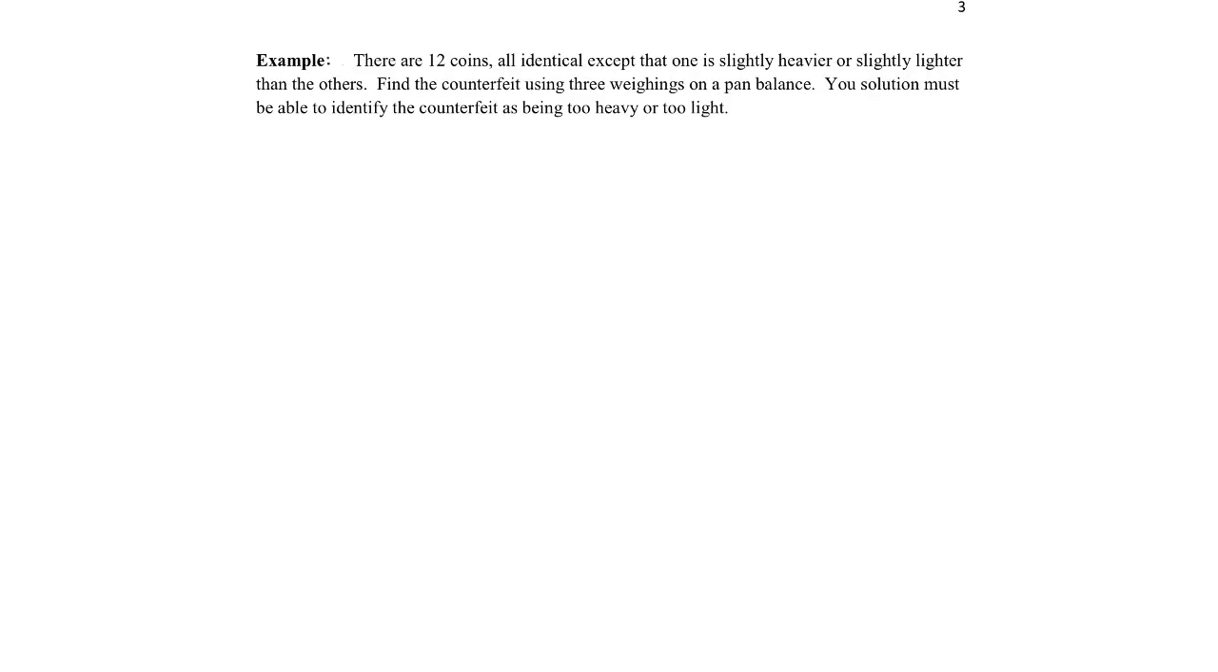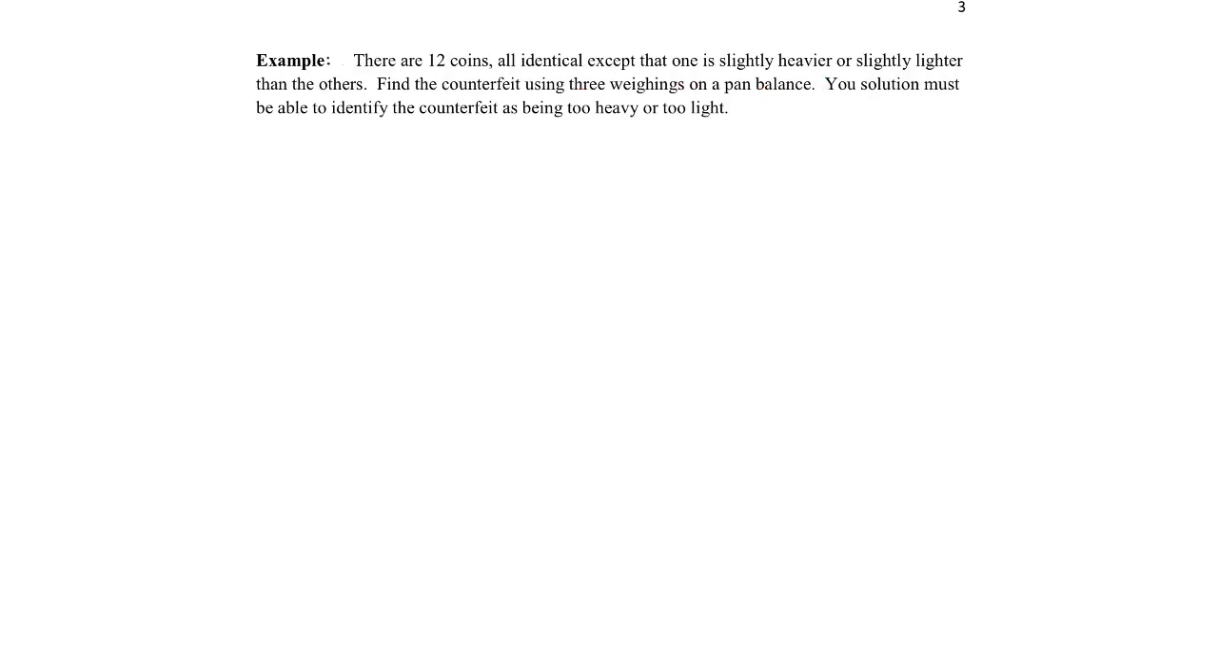Welcome. In this video, we're going to tackle a coin weighing problem. So we have 12 coins. They're all identical, so they look exactly the same. Can't tell them apart just by looking at them. However, one is just slightly heavier or just slightly lighter than the others. We're supposed to find this counterfeit in 3 weighings on a pan balance.